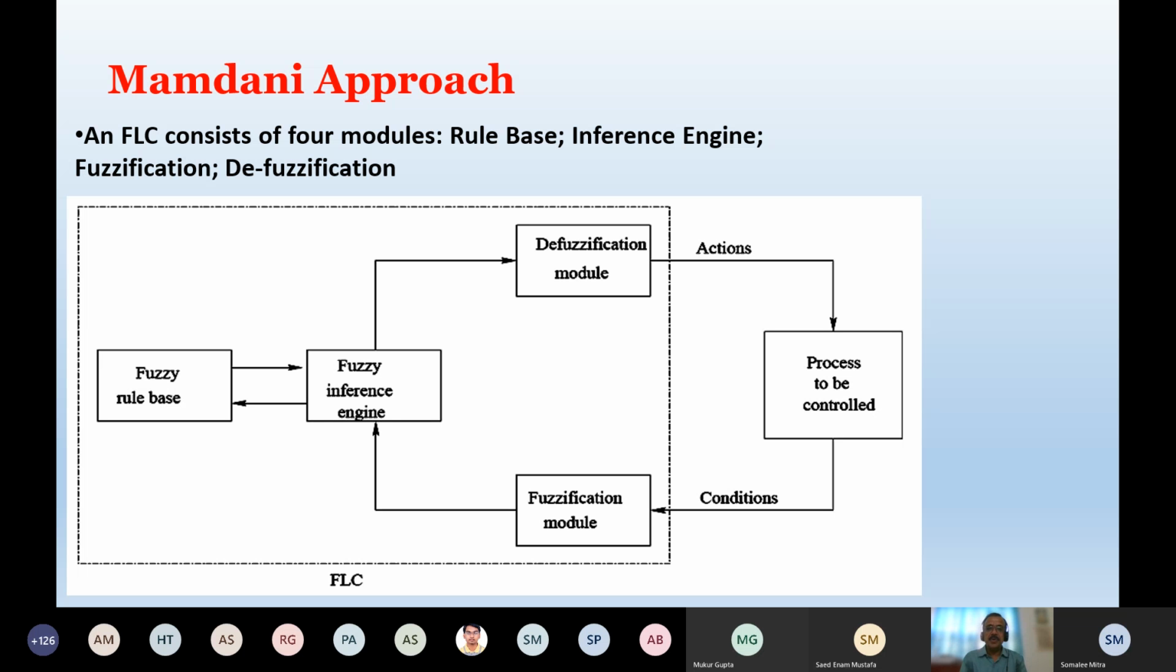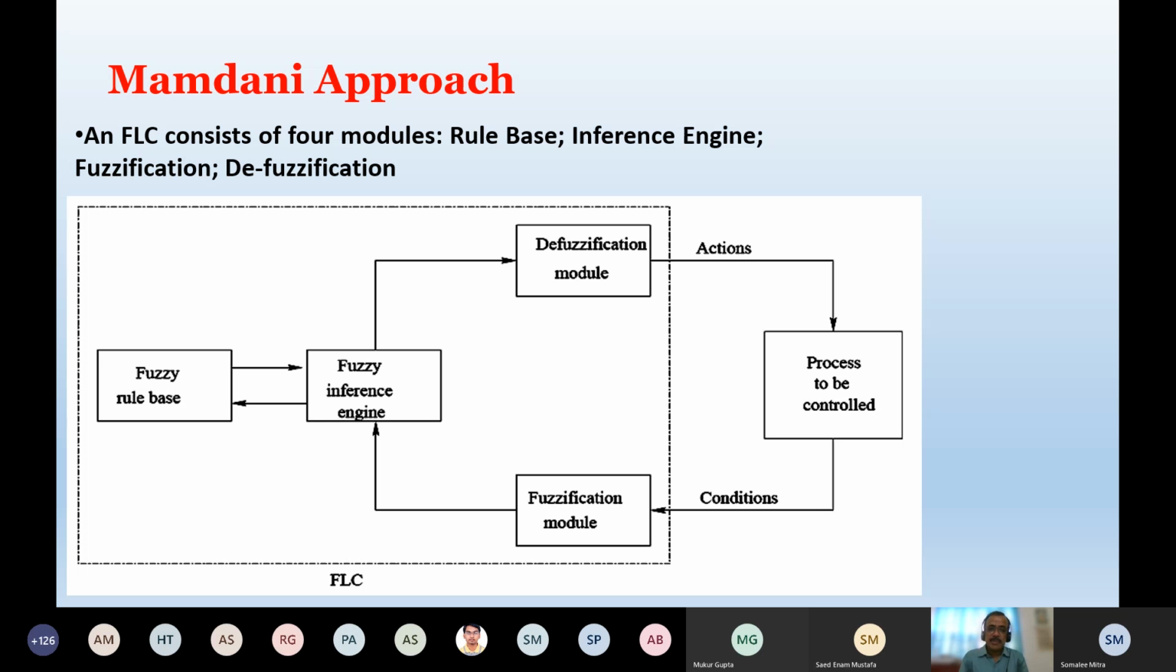MISO, multi-input and single output system. These condition variables are also known as antecedent, which I'll be showing in the next slide. And these action variables, the output variables, are also known as consequent.